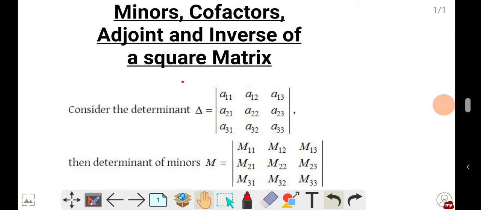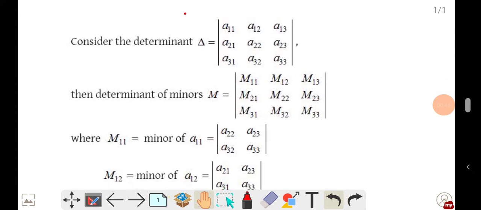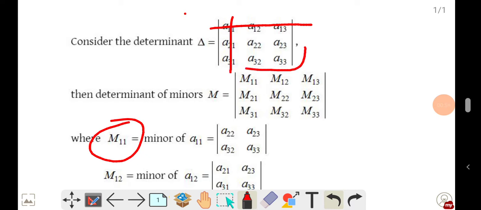From all these, the minor is the easier one. How to find a minor? Here is an example. When we are saying minor 1, 1, the first row and the first column will be cancelled and the remaining 2 by 2 matrix will be taken. Then the determinant of this will be the minor 1, 1.